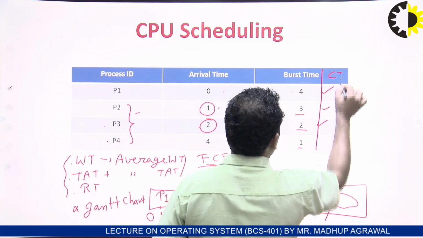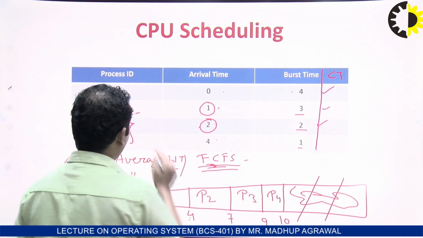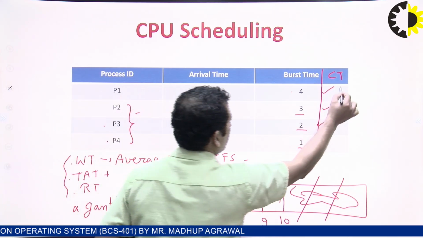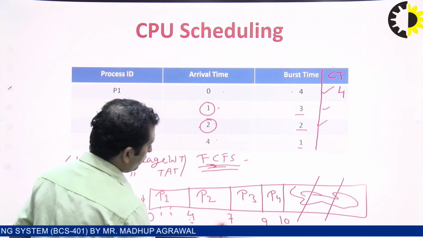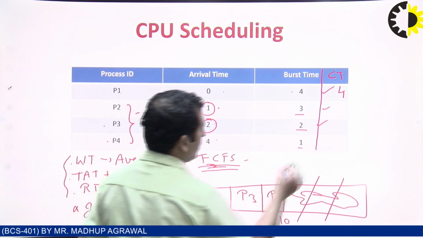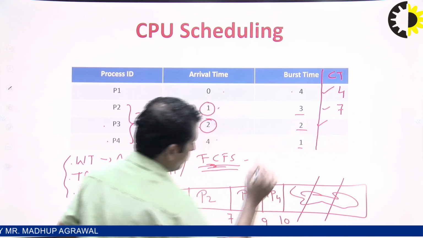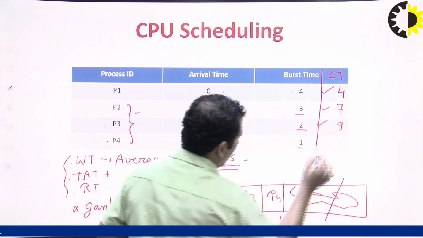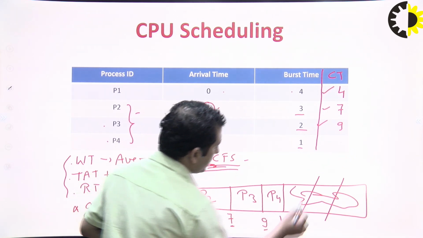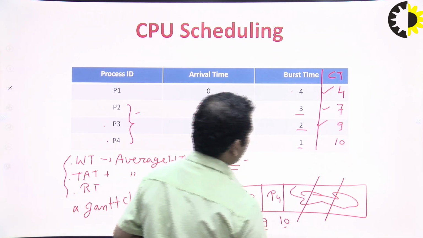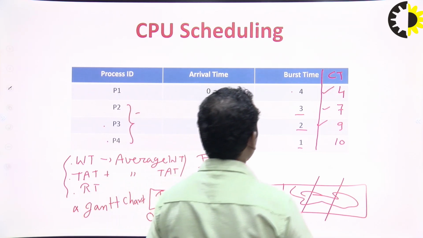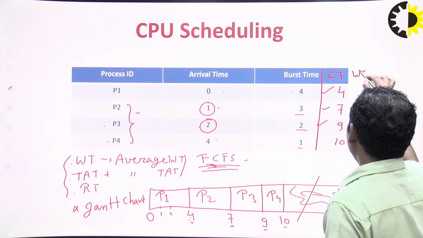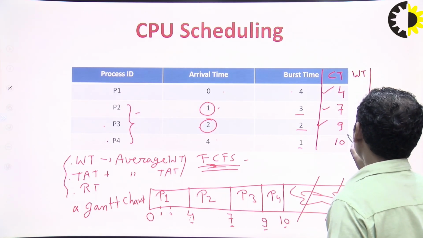The completion time of P1 is 4, since P1 completed at time 4. Completion time for P2 is 7, P2 completed at the 7th point. Completion time for P3 is 9, and the completion time for P4 is 10. So, the next criterion is waiting time. How much waiting time is there?